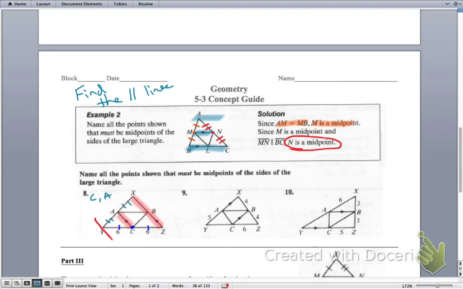See if you can answer 9 and 10. I'll give you a clue. There has to be a midpoint over here, and then we have parallel lines here. I fully expect you to try these on your own, and then here are these answers.